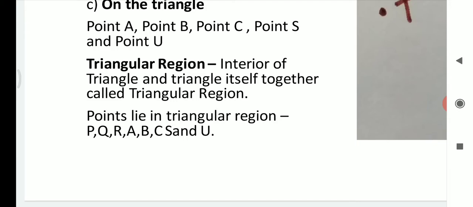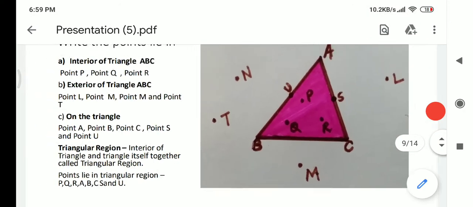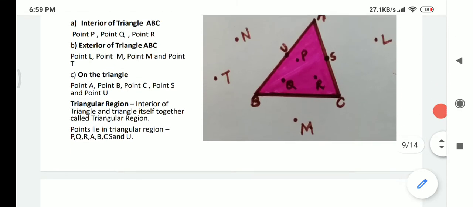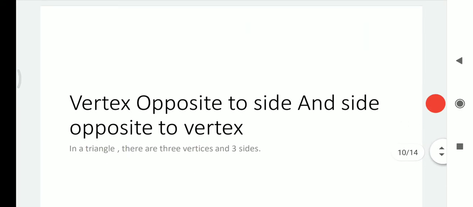I hope this is clear to all of you. We have studied the interior of a triangle, the exterior of a triangle, the triangle itself and the triangular region. What is next? Today we are going to learn something more about the triangle, that is, the vertex opposite to a side and the side opposite to a vertex. As all of you know, each and every triangle has three vertices and three sides. Then we are going to find out which of these three vertices is opposite to a given side and which side is opposite to a given vertex.